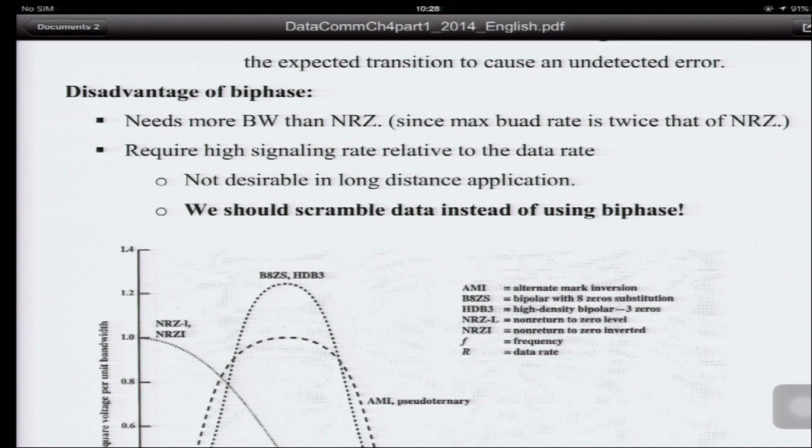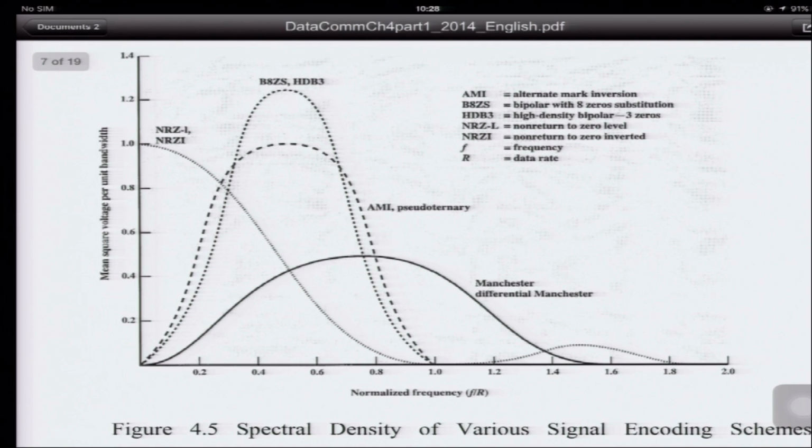And if you want to send over long distance, you should scramble the data instead of using biphase. So biphase we use for short distance, and scrambling data techniques we use for long distance.